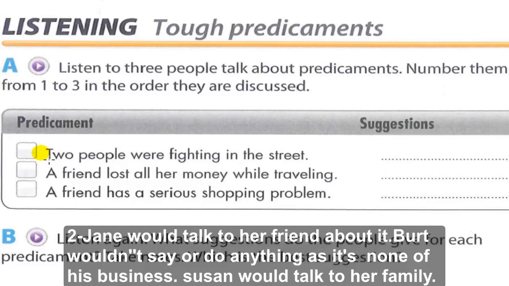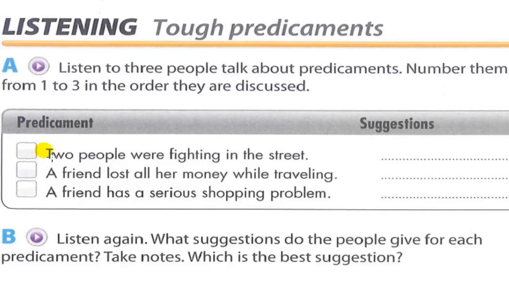You know, I was faced with a tough situation the other day. I was walking down the street and saw two people fighting. It looked pretty violent, but I didn't know what to do, so I just walked away. I figured it was none of my business, but now I think I should have done something. What would you do if you saw two people fighting on the street?